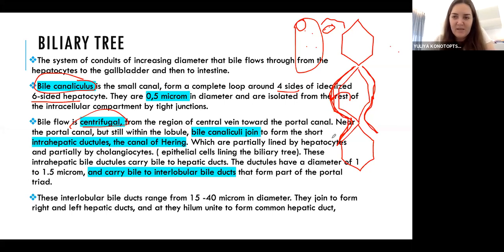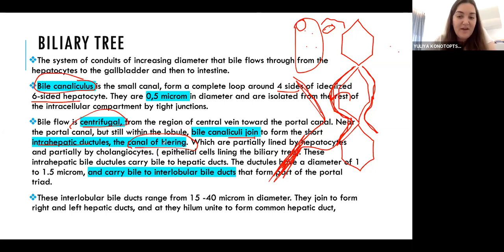A bunch of bile canaliculi are going to join and form an intrahepatic ductule, which is called the canal of Hering. Imagine there's another bile ductule here, and they're going to eventually fuse, and this fused bile duct is intrahepatic. It's in the liver. It's not in the portal triad yet. So we call it intrahepatic ductule or canal of Hering.